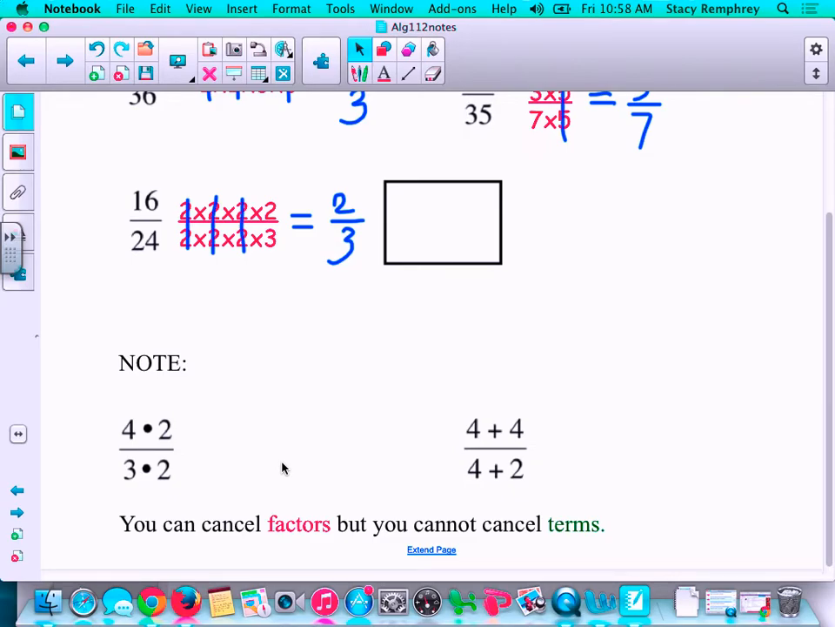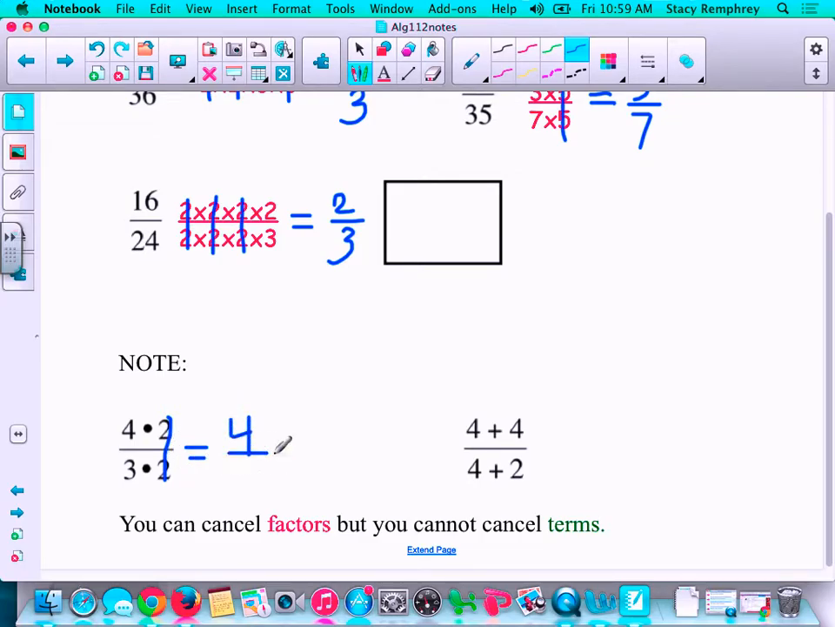Okay, and then I wrote a note down here. You can cancel factors, but you cannot cancel terms. And remember, we defined those in the previous slide. So here, I can cancel these and say it's 4 over 3. But look, if you try to cancel terms, let's look at it normally. You would say 4 plus 4 is 8. 4 plus 2 is 6. And then you wouldn't say what adds to 4 and adds to 6. You would divide them both by a common factor. And you know, if you were to do this, you should get 4 over 3.